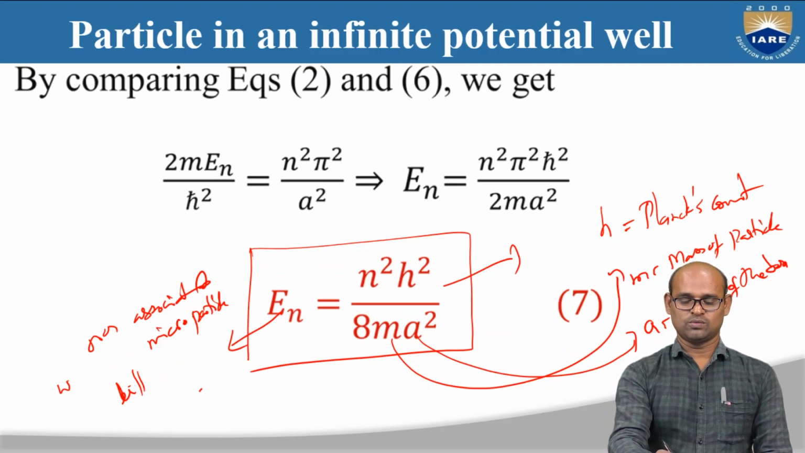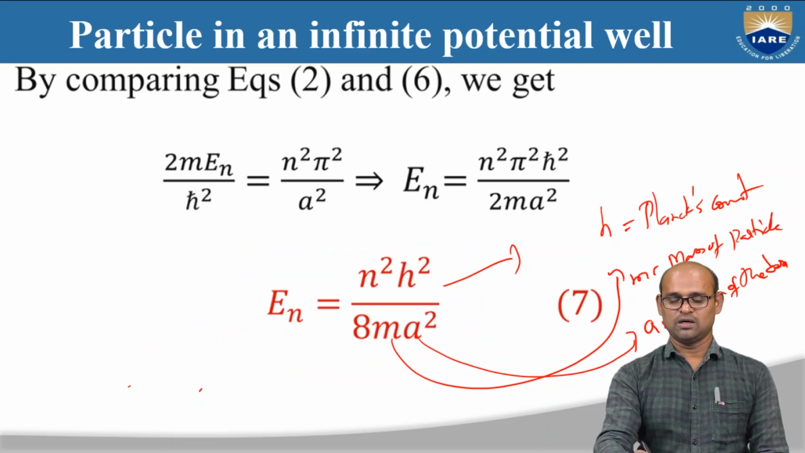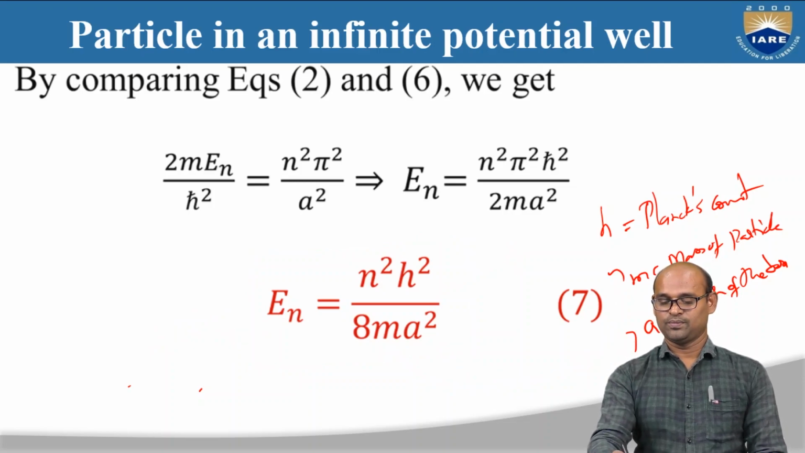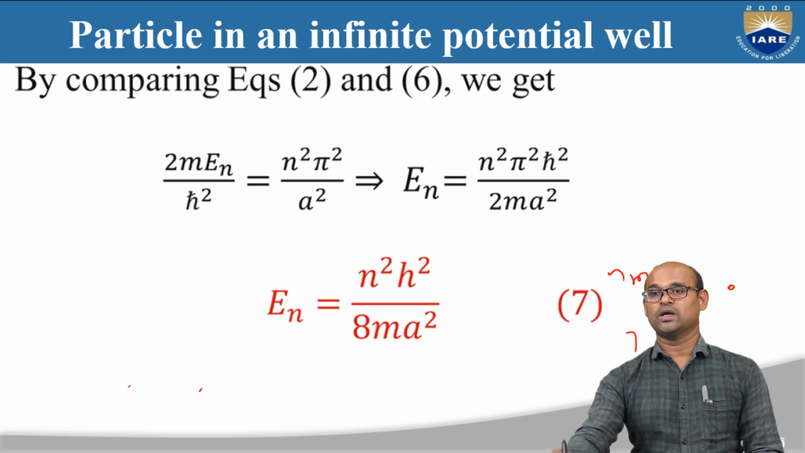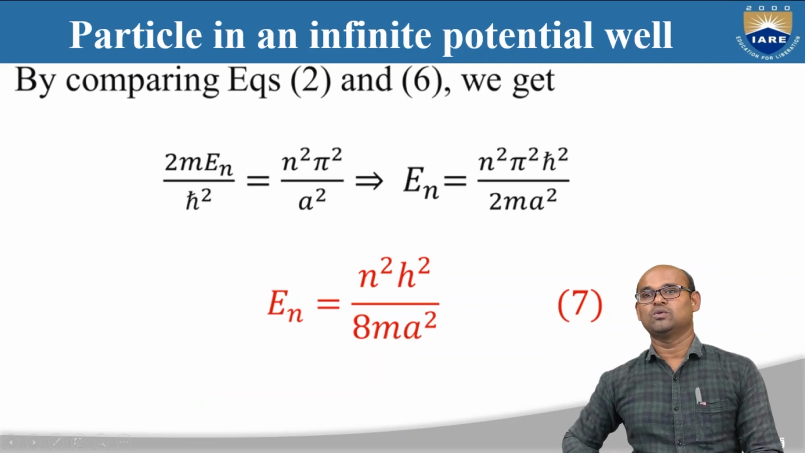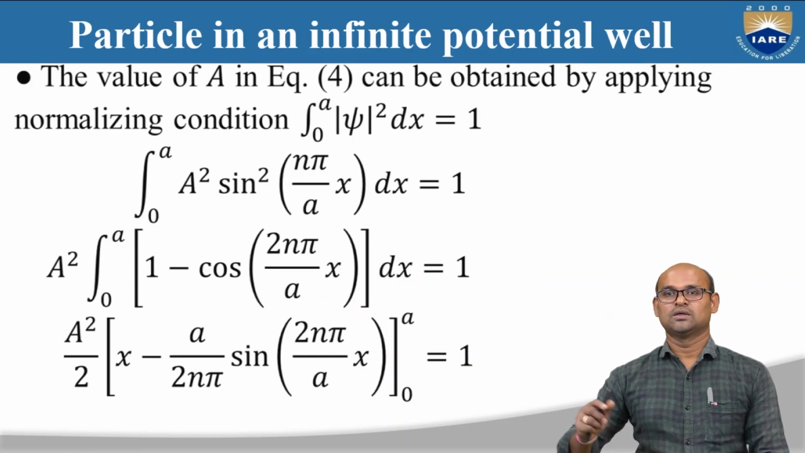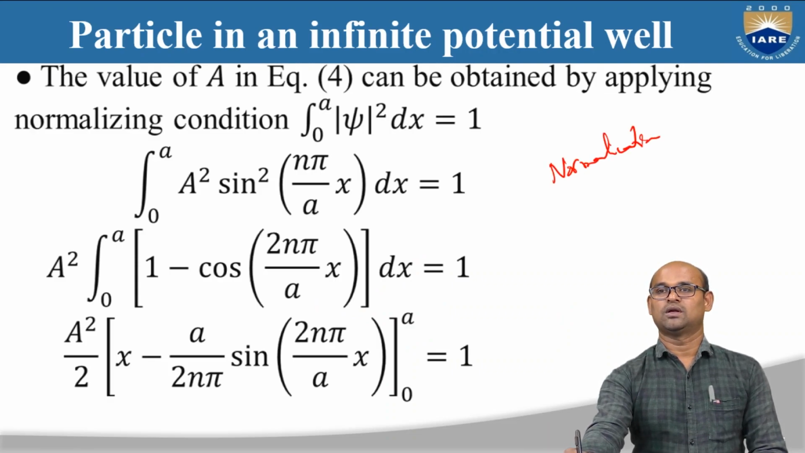Still we have to find the unknown constant A to write down the wave function psi. So finally we got these energies, but not yet the wave functions. To find the wave function, first we need to find A, which we are going to calculate using the normalization condition. This is called the normalization condition.